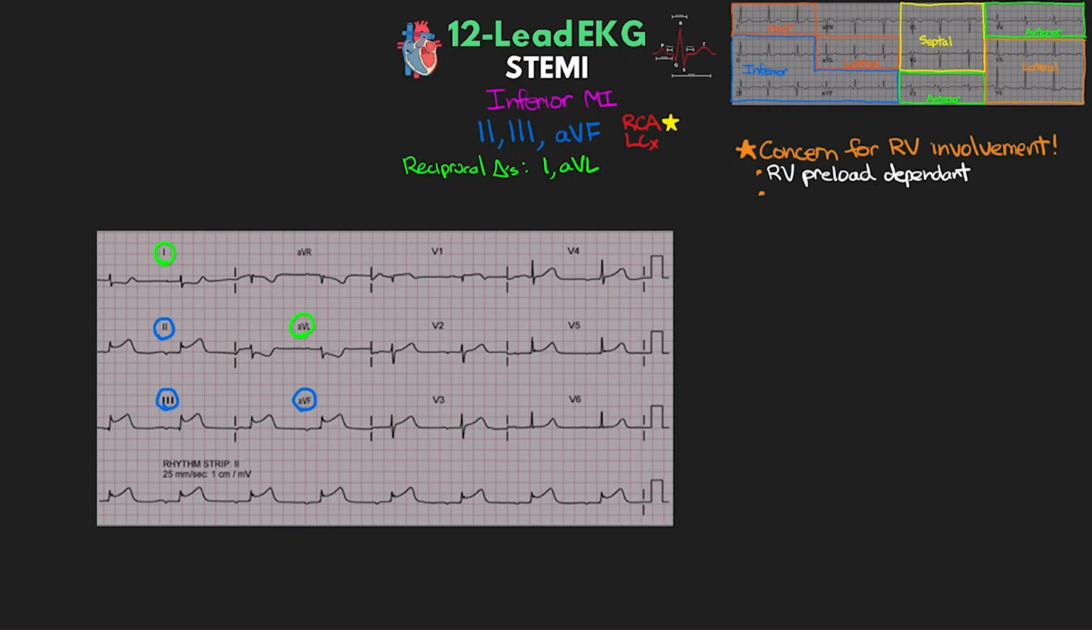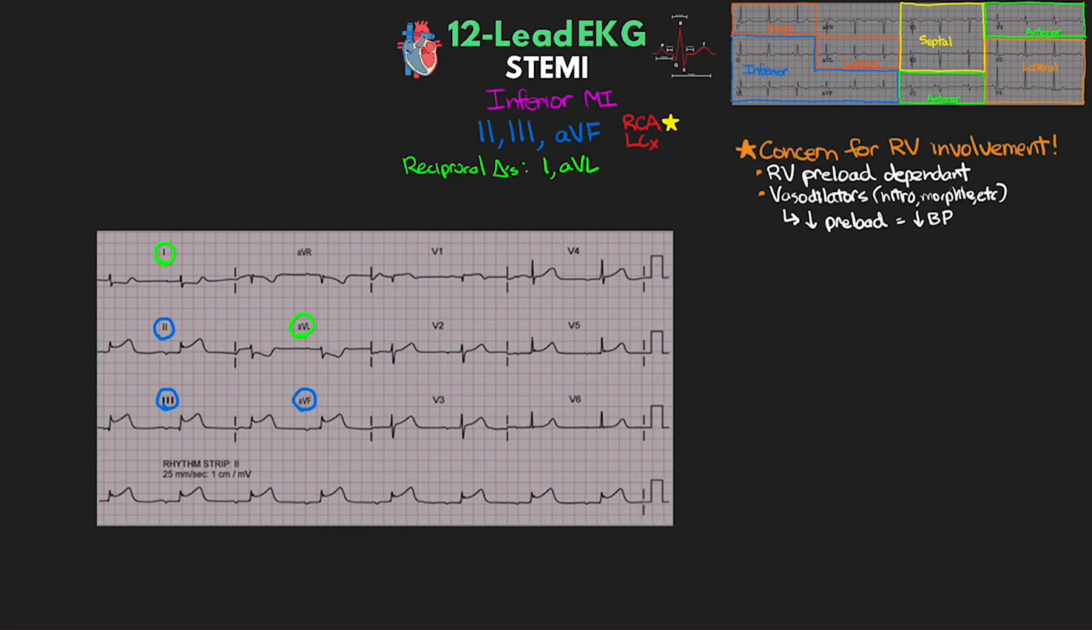Giving a vasodilator such as nitroglycerin or even morphine could significantly impact this preload and could have significant effects on your patient's hemodynamics and blood pressure. I've actually seen patients with very good blood pressures quickly plummet after being given sublingual nitro, so it's definitely something to be aware of and to evaluate when you have an inferior MI.